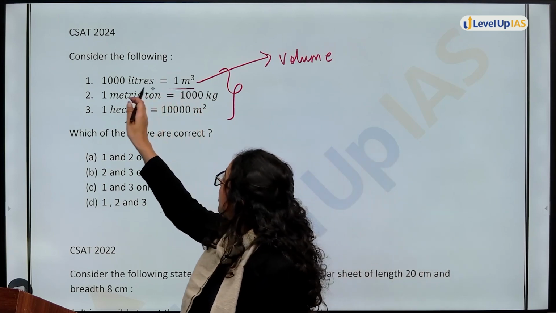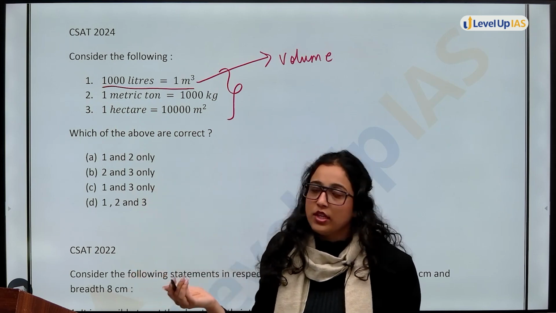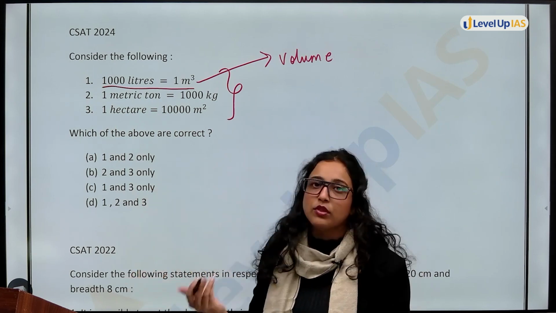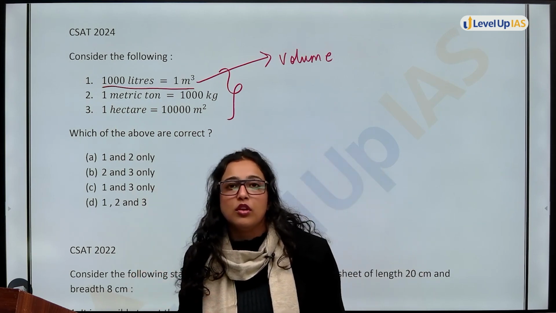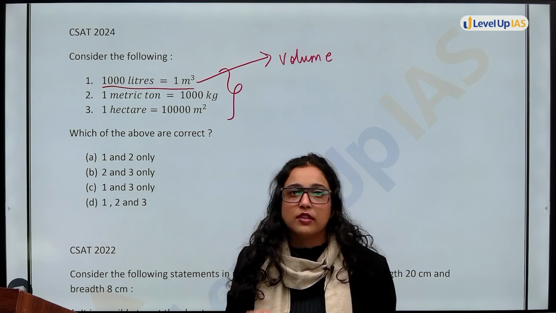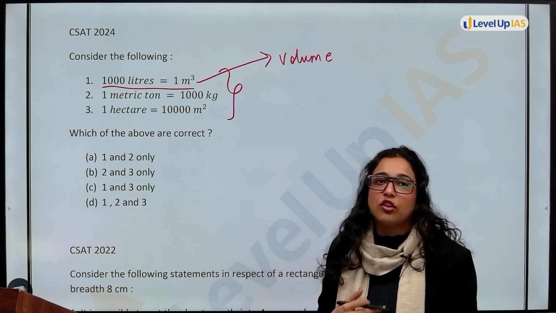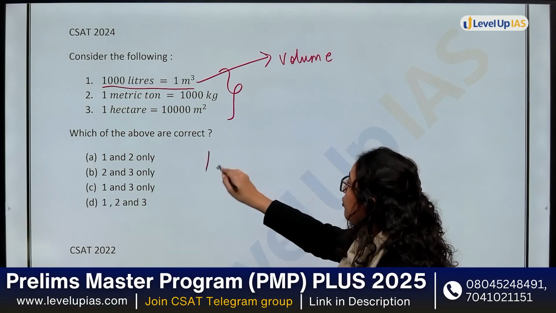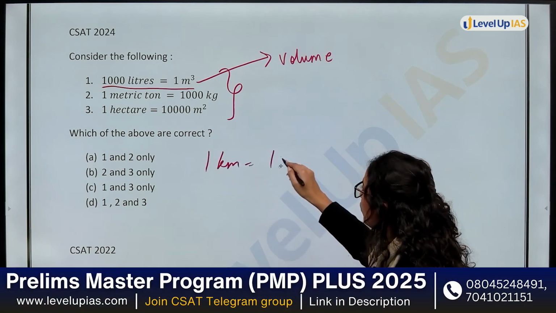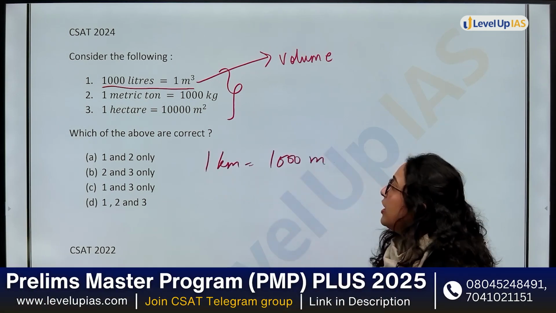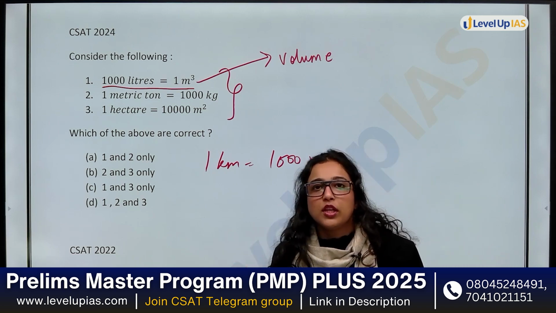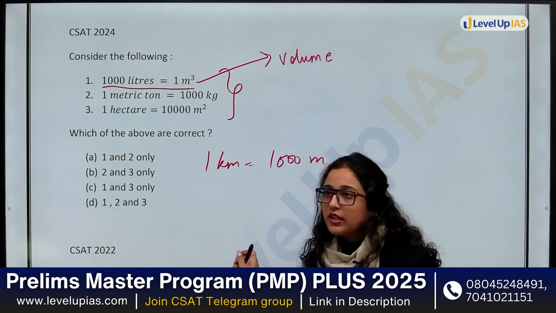And if you know the basics of conversion, 1 meter cube is equal to 1000 liters. There is no particular conversion method for this. Just like you know the conversion of meter to kilometer, that 1 kilometer is equal to what? 1000 meter. There is nothing to prove or solve here.